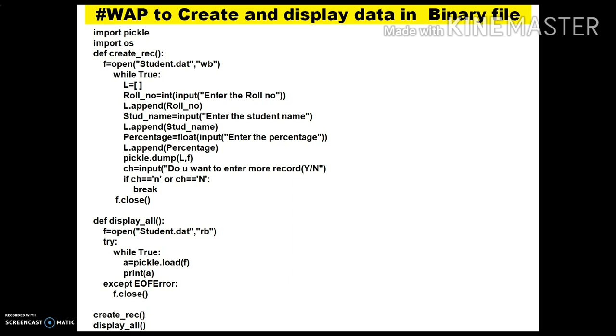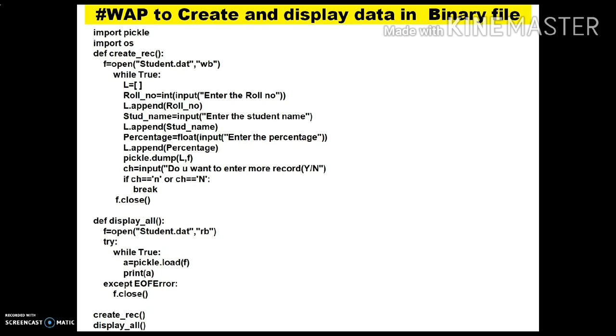To create a binary file, first of all I am defining a function. The name is create rec function. I have opened the database: f is equal to open student.dat in wb mode, W for writing, B for binary. I have taken a list to store whatever data you enter in the database. I am entering the data, that is roll number, name and percentage.